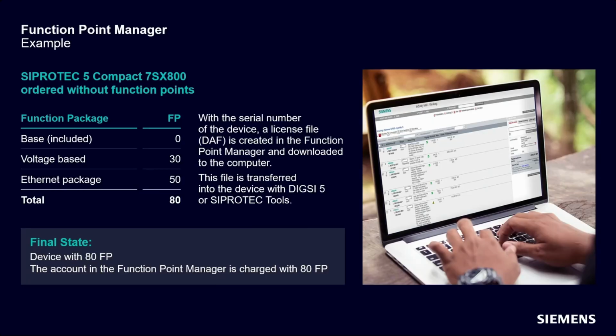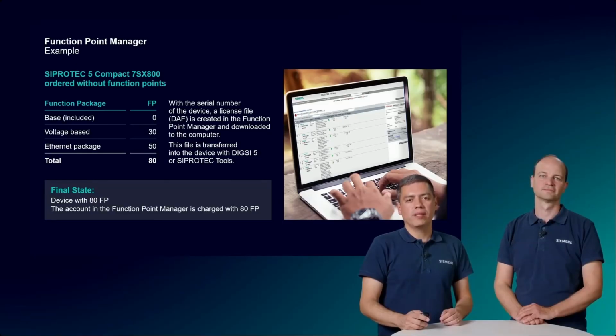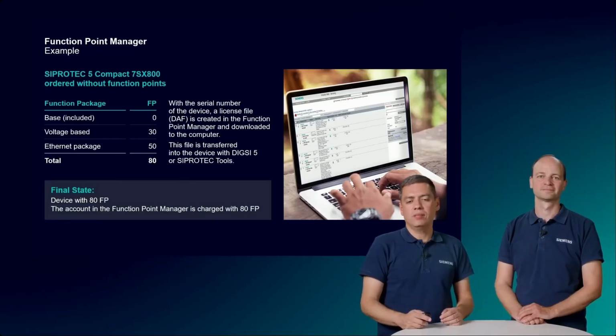Considering an application where both voltage-based function package and Ethernet package are required, we need to add a total of 80 function points to the device. So, using the Function Point Manager, it will be possible to generate a new license file containing exactly the 80 function points required. Now, you just need to use the DIGSI 5 or SIPROTEC tools to load the new file onto the SIPROTEC 5 device. And that's it. Easy and simple.